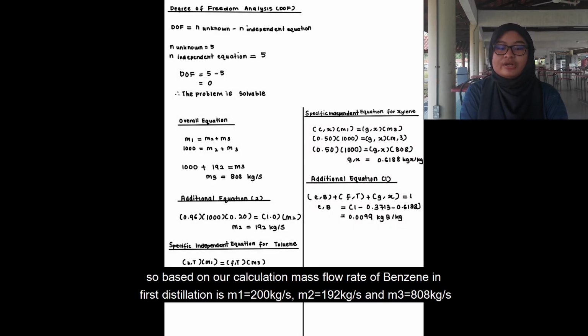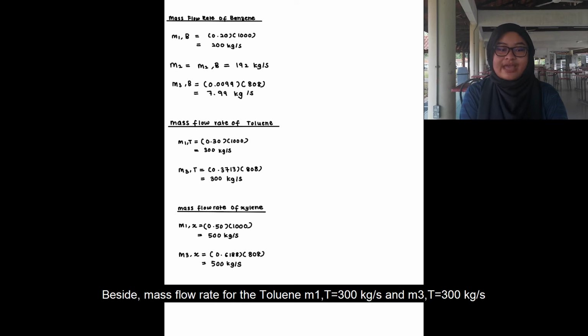Based on our calculation, the mass flow rate of benzene in the first distillation is M1 equal to 200 kg per second, M2 equal to 192 kg per second, and M3 equal to 8 kg per second. The mass flow rate for toluene is M1T equal to 300 kg per second, and M3T equal to 300 kg per second. And the mass flow rate for xylene is M1X equal to 500 kg per second, and also M3X equal to 500 kg per second.